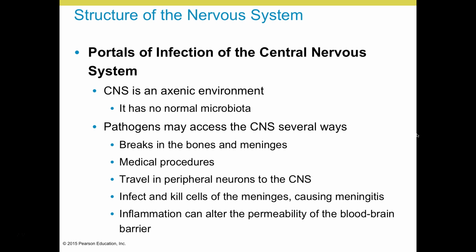Okay, now we're going to go into the microbiology component. The portals of infection of the central nervous system. The CNS is an axenic environment. That means it has no normal microbiota. The pathogen may access the CNS several ways: breaking into the bone and meninges, maybe through a medical procedure, maybe because they travel in peripheral neurons to the central nervous system. There's an infection that kills the cells of the meninges, causing meningitis, or there's an inflammation that can alter the permeability of the blood-brain barrier.